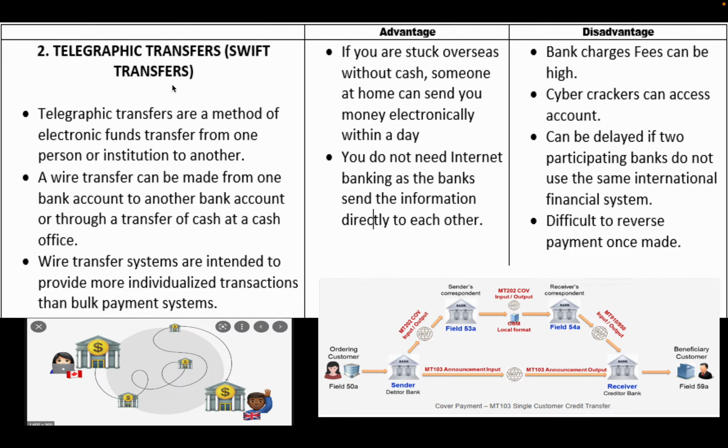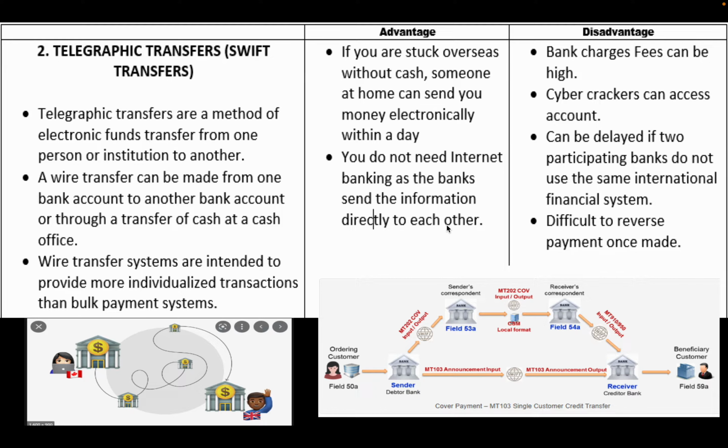So the advantage of a swift transfer is that if you are stuck overseas without cash, someone at home can send money electronically within a day. So a person can send you money within a day, as you see in the picture. The person at home sends it electronically and you receive the money. You do not need internet banking; with swift transfer the banks send information directly to each other.